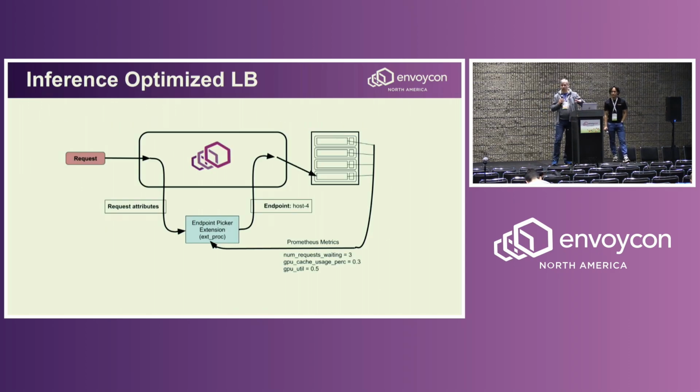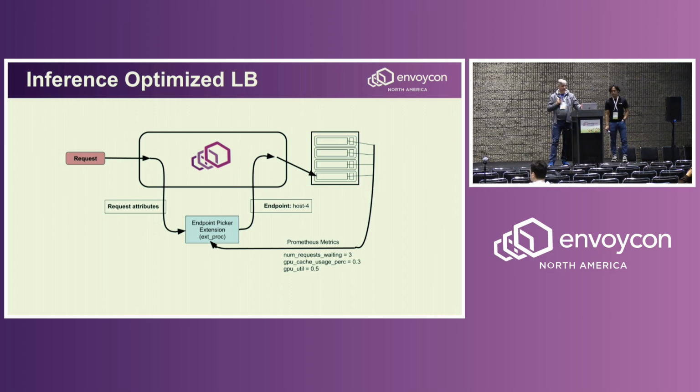So this is a little bit of an explanation of how a request flows when the endpoint picker is present. The request comes to Envoy, and it goes, as you already heard multiple times, to the ext_proc service, that's the endpoint picker extension, and Envoy sends all of the request attributes to that extension. Sometimes it can send the whole body, and the job of the endpoint picker extension is to find the most suitable host.